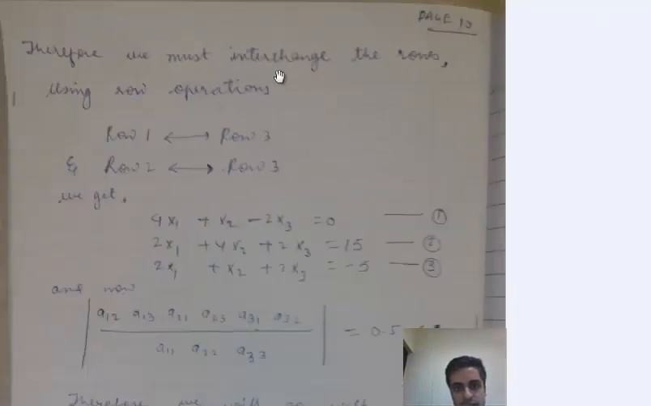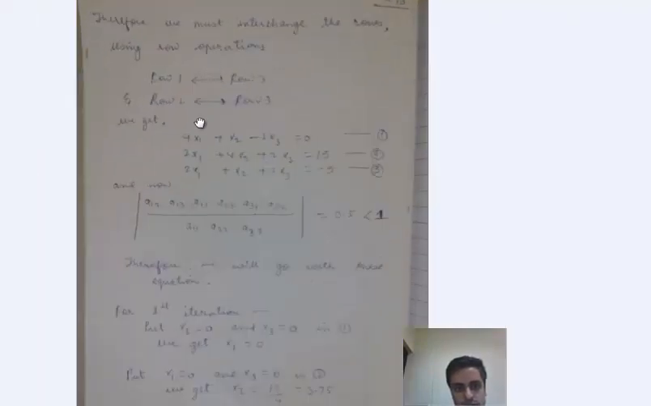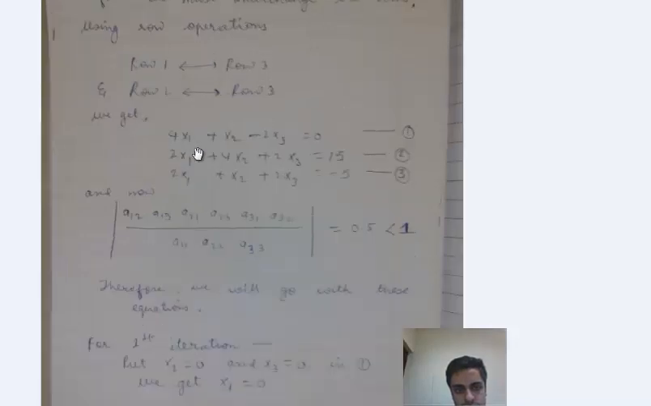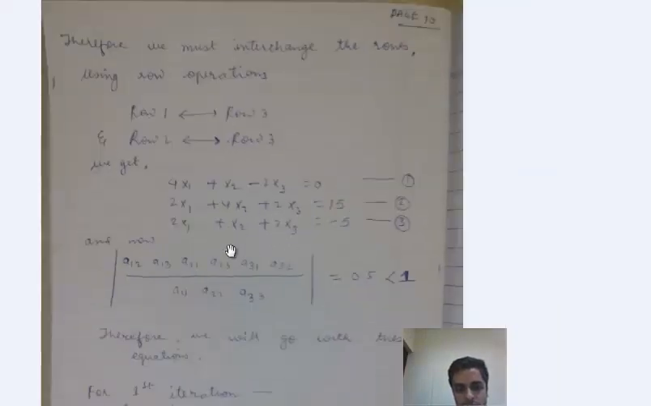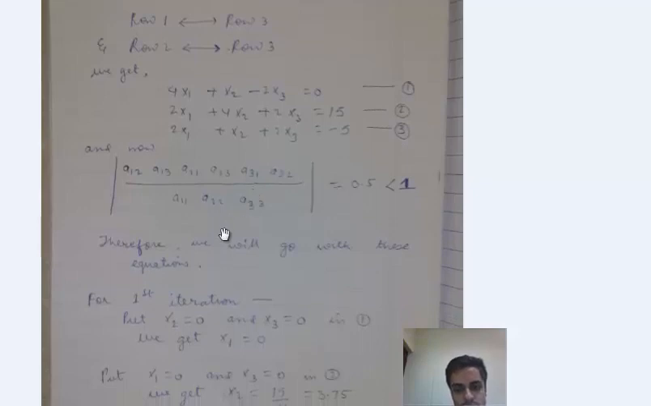Therefore, we must interchange the rows using row operations, and these row operations are row 1 interchange with row 3 and row 2 interchange with row 3. Now we get the equations as 4x1 plus x2 minus 2x3 equal to 0, the equation number 1. The equation number 2 is 2x1 plus 4x2 plus 2x3 equal to 15, and the equation number 3 is 2x1 plus x2 plus 2x3 equal to minus 1. Now again calculating this condition, we will get 0.5 as the value which is less than 1. Therefore we will go with these set of equations.